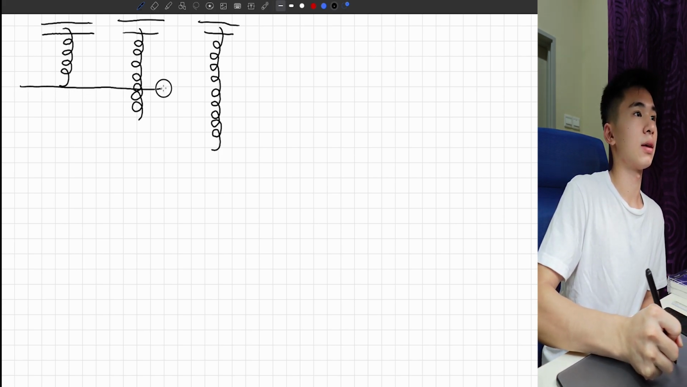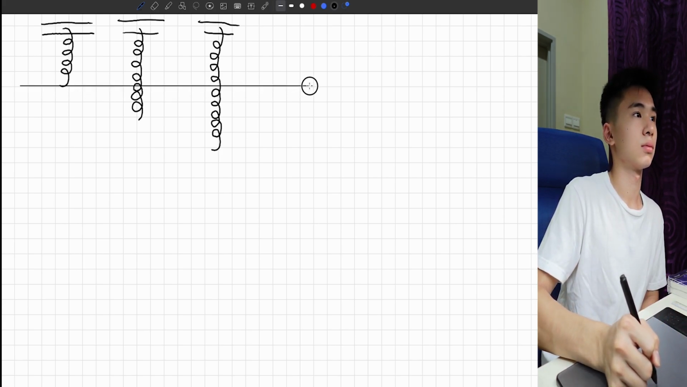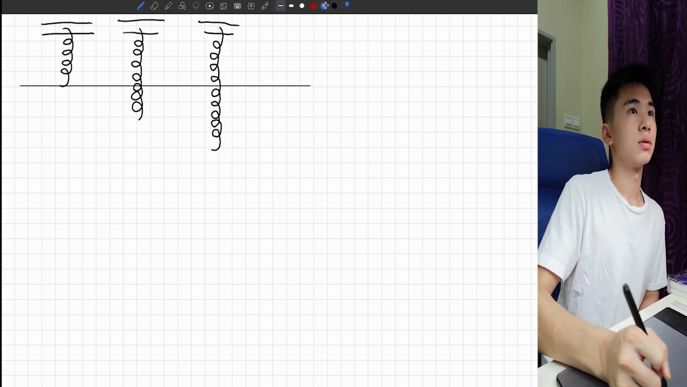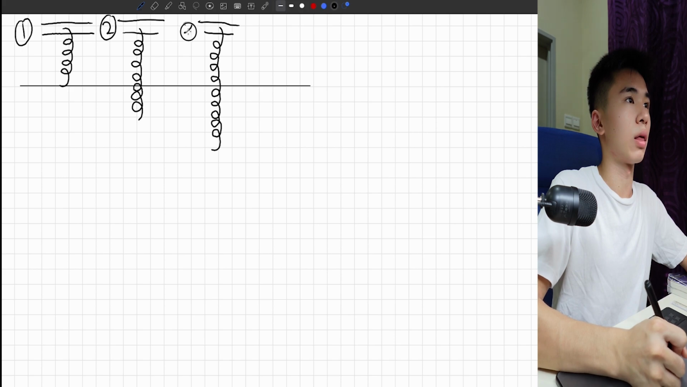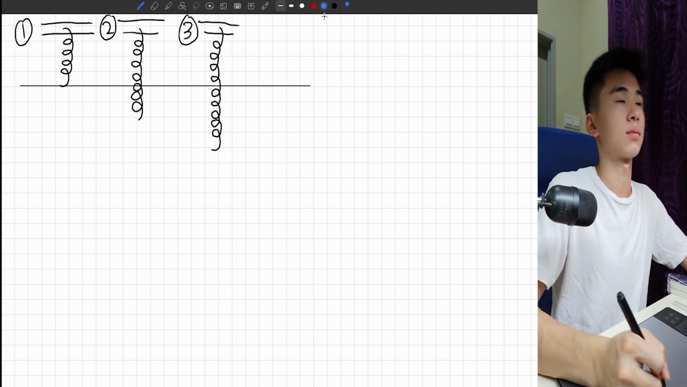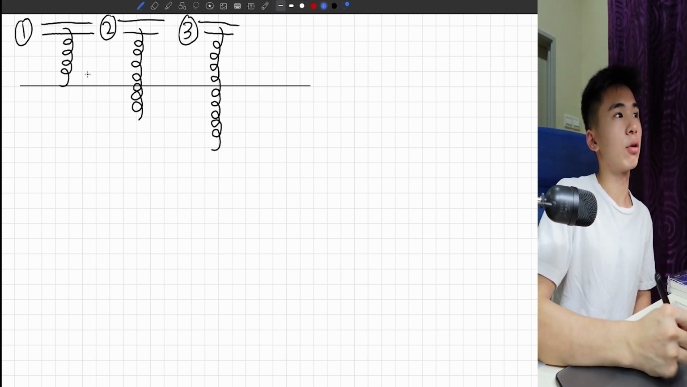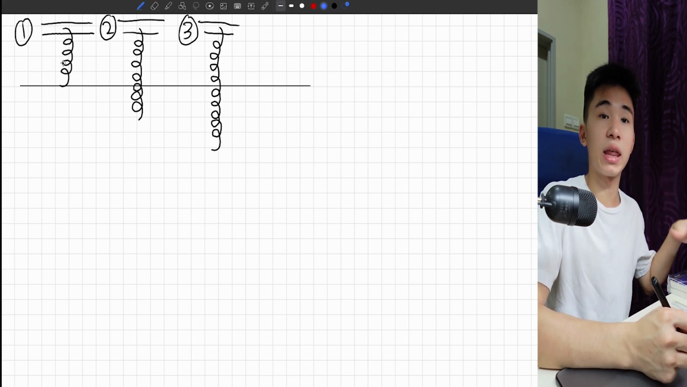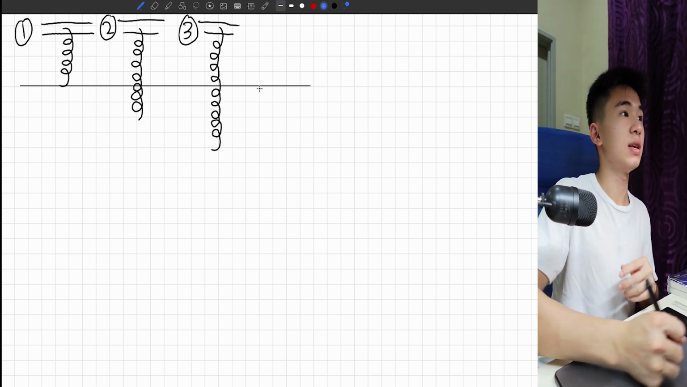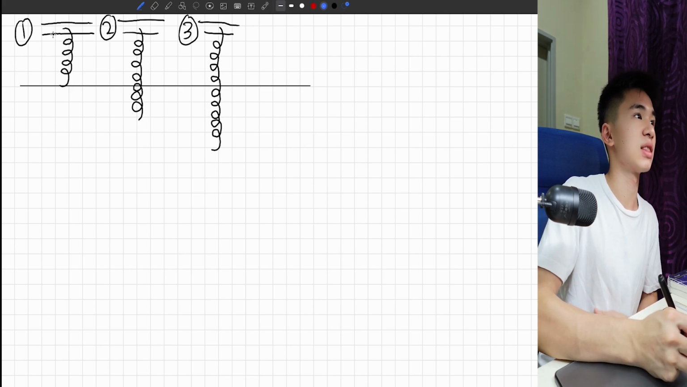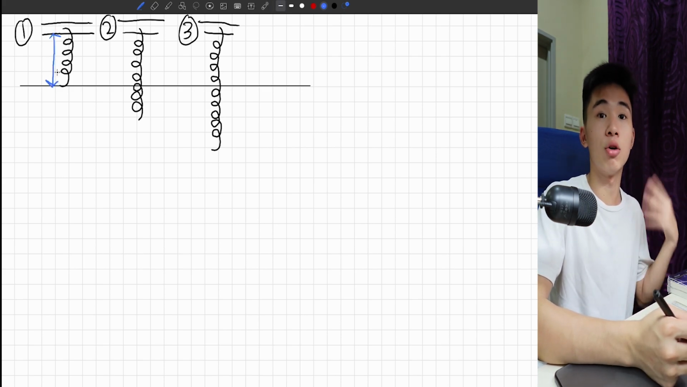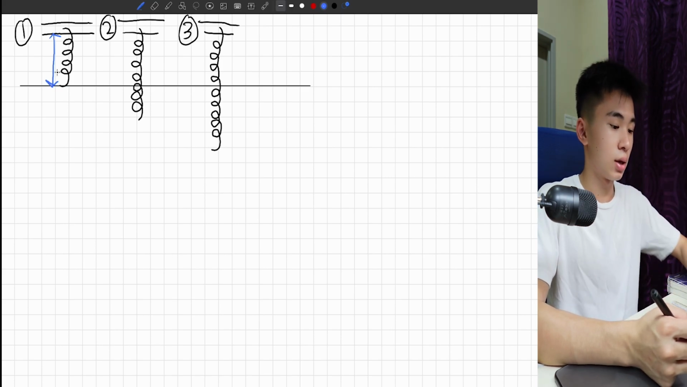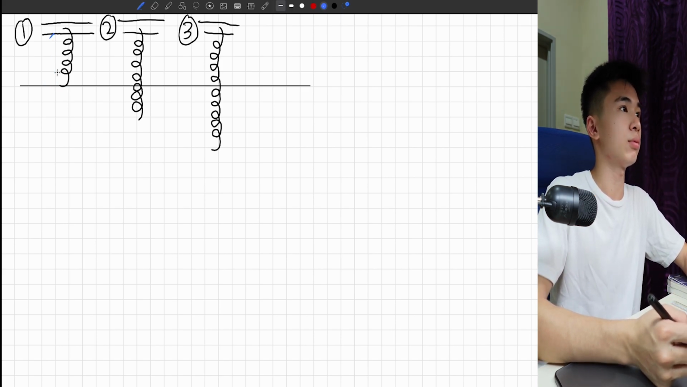so I draw a line here. So I will put 1, 2, and 3. Okay? So the first diagram right here is the original length of the spring, which this line right here shows us is the initial length or the original length of the spring. So let me just erase this arrow.